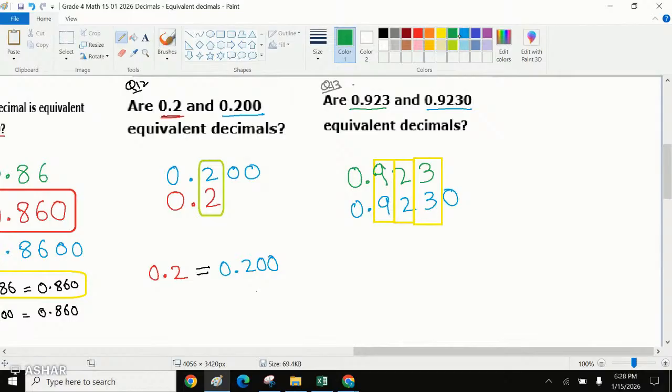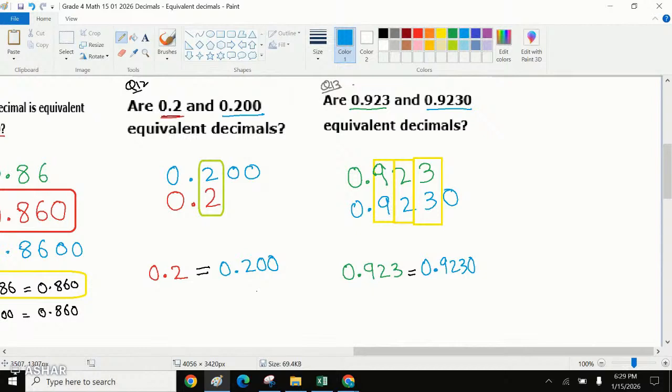So what we can say is, yes, 0.923 is an equivalent decimal to 0.9230. Yes.